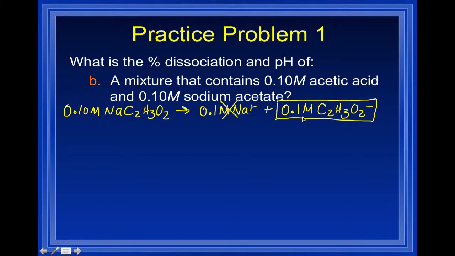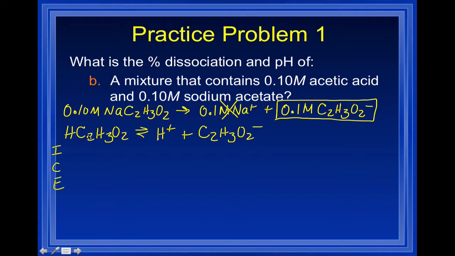So I need to remember this when I go to do my ice table. I'm going to start the problem the same way as I did part A. I'm going to take the acetic acid and write its equilibrium expression here. So I have acetic acid breaking into H+ and the acetate ion. Then I make my ice table.